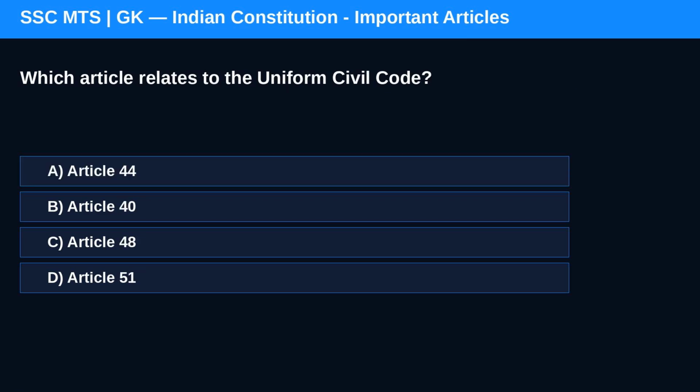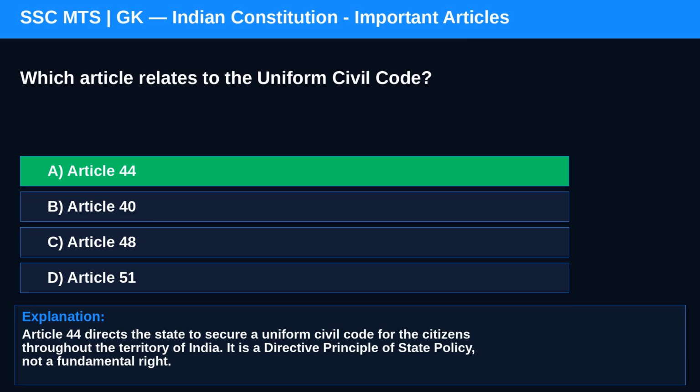Question 14. Which article relates to the Uniform Civil Code? Option A, Article 44. Option B, Article 40. Correct answer is A. Article 44 directs the state to secure a uniform civil code for the citizens throughout the territory of India. It is a directive principle of state policy, not a fundamental right.